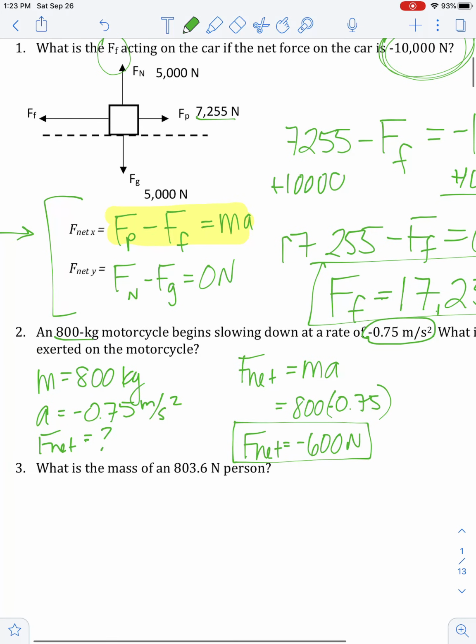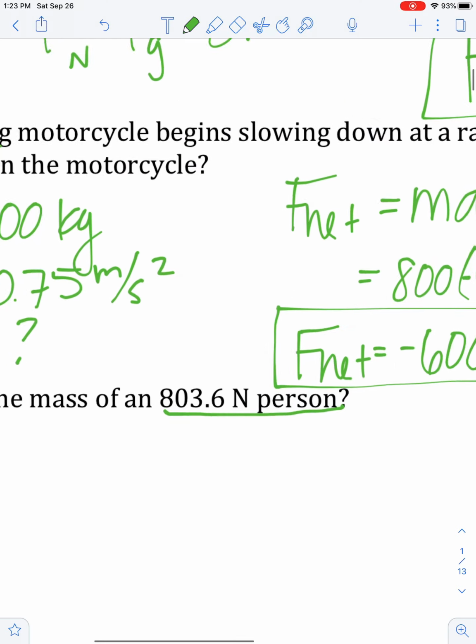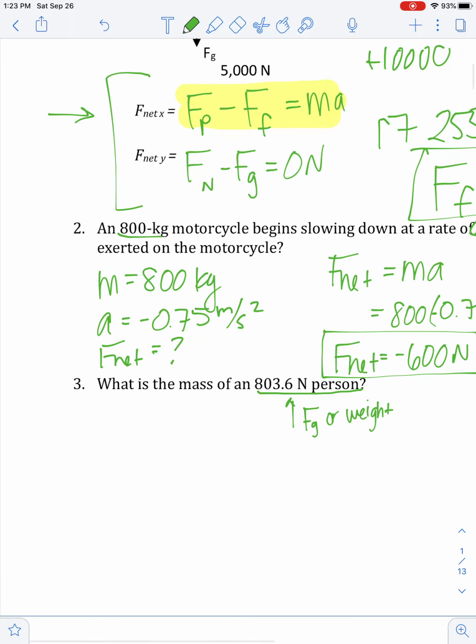All right, let's try the third one. What is the mass of an 803.6 Newton person? This would be like if an 800-pound person, a big person, right? It's not, but when I say an 803.6 Newton person, I'm telling you the Fg, or the weight of the person. So that wording, when it's worded like that, it's telling you the weight. So I'm trying to find mass, and I know Fg. Mass is equal to question mark. Fg is equal to 803.6 newtons.